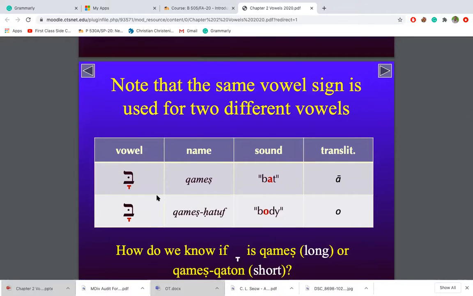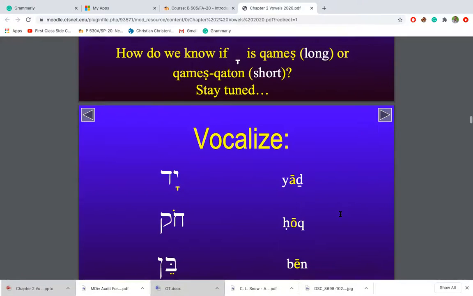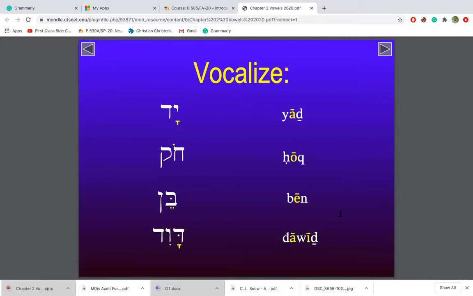So these are the same class vowels, the Kamets and the Kamets Hatuf, the A and the O class vowel. So as I said, how do I identify it? As we go on, you'll be able to do that. Let's vocalize this, and I think we can stop here and go and rehearse, because we have tomorrow, Thursday and Friday to complete the vowels. And we've almost covered the vowels.